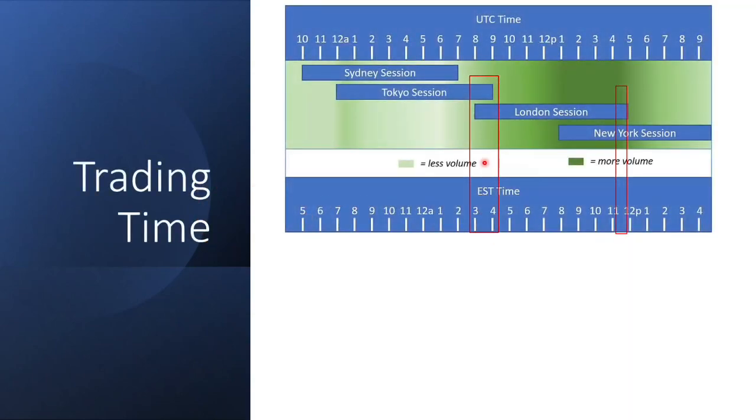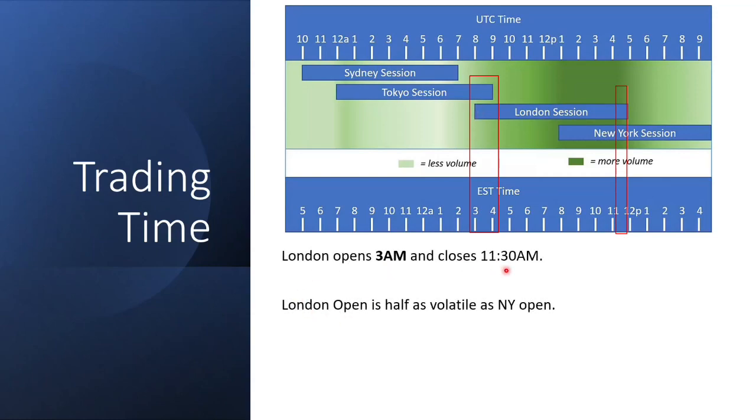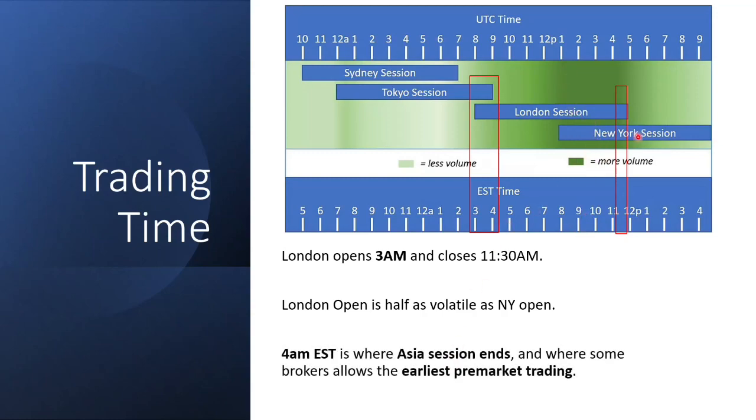Trading time. When we're trading futures, we're looking more broadly than just the New York session, which is 9:30 Eastern time to 4 p.m. close. We're also looking at the London session, which opens at 3 a.m. and closes at 11:30 a.m. And London Open, in my opinion, is half as volatile as New York Open. So at 3 a.m., we could have something similar to that 9:30 Open for New York.